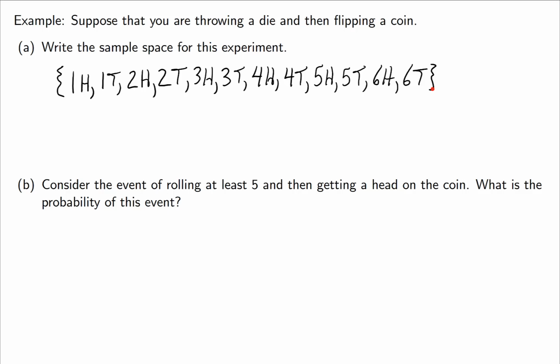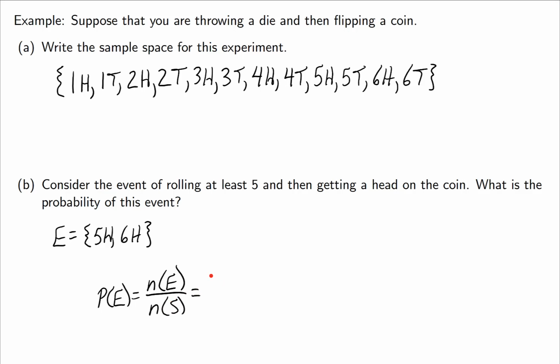Now consider the event of rolling at least 5 and getting a head on the coin. What's the probability of this event? Let's give E a label. Remember, E is a subcollection of the sample space. At least a 5 with a head on the coin. Well, that means we could get a 5 with a head or a 6 with the head, and that's it. So then the probability of the event, remember my formula is the number of items in the event over the number of items in the sample. There are 2 items in the event and 12 items in the sample, so we get 1 out of 6 for this probability of getting at least a 5 and getting a head on the coin.